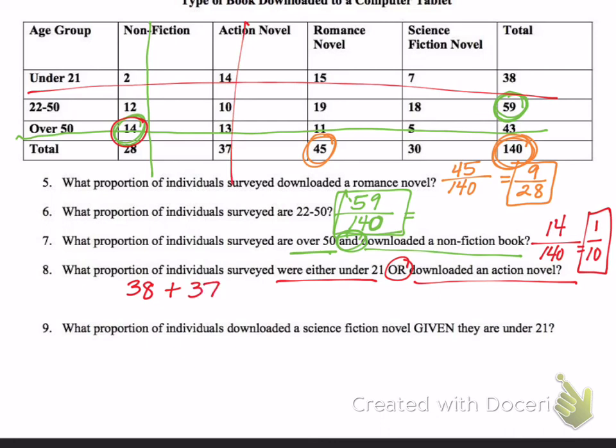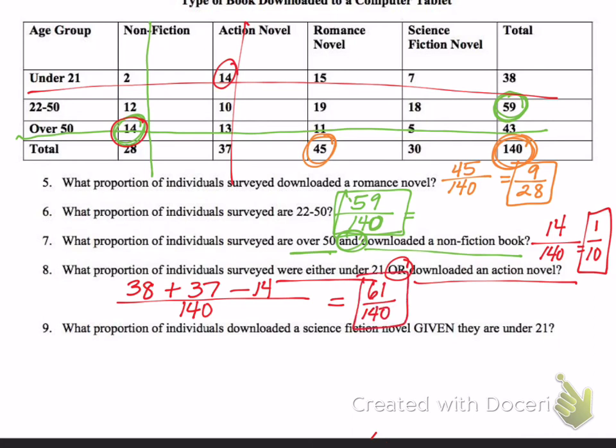And then I'm going to subtract their intersection, which is what? 14. Why would I subtract that intersection? Yeah, because I counted it already, so I counted it twice. And then I put it over the total, which is 140. So 38 plus 37 minus the intersection over 140. That gets me 61 over 140.